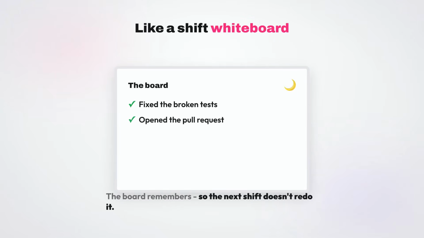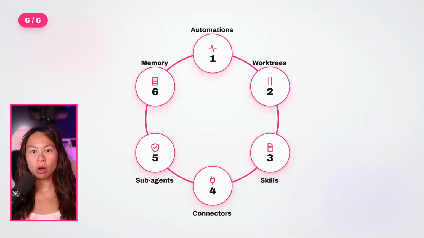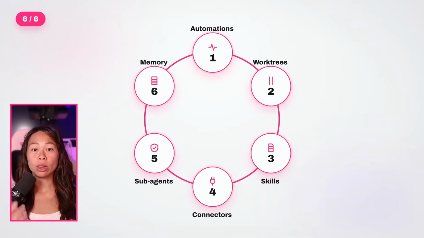It's like a shared whiteboard for a night shift. The morning crew doesn't redo last night's work. They read the board and keep going. Now we have 6 parts all in place. Now watch what happens when you let them run together.